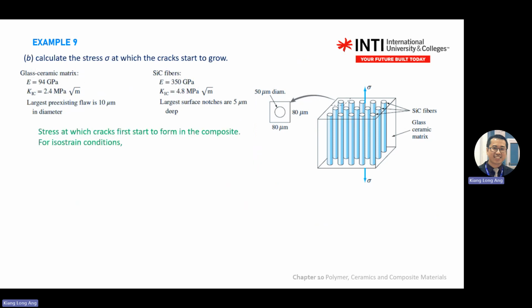Now, once you find the composite E, you know that it is an isostrain condition, so the strain is the same. You want to find KIC, the crack, and you want to find the stress at which it cracked. This model is quite easy. When you see stress, straight away pull out Hooke's law: stress equal to capital E times strain. So the strain is the same.